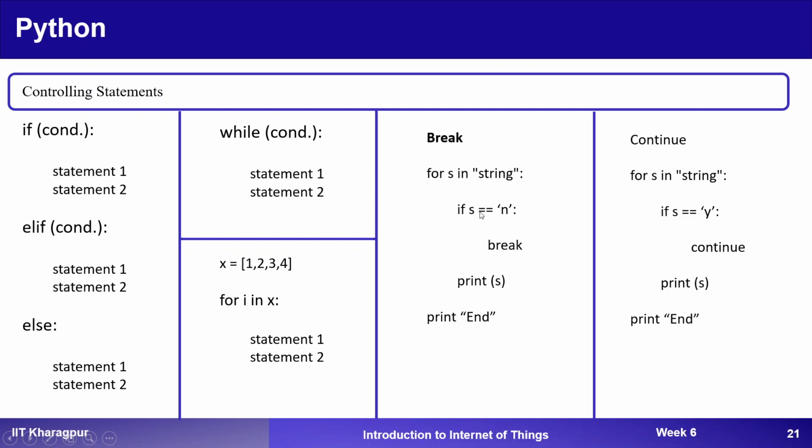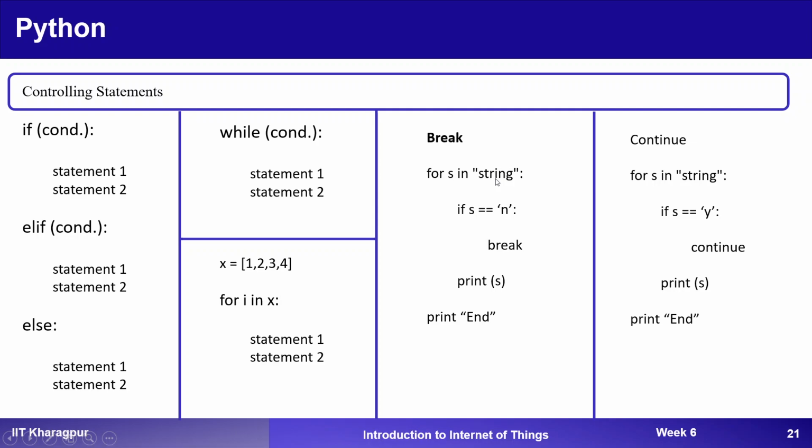For example, here it is written that if s is equal to n, it means whenever your s will come to n, then it will break, and after that it will come out of that loop. It means that this module is going to print until your string. However, when it is n, your control will come out of your loop.